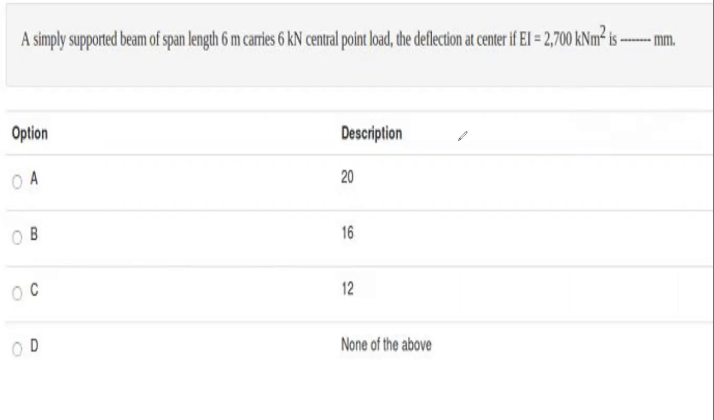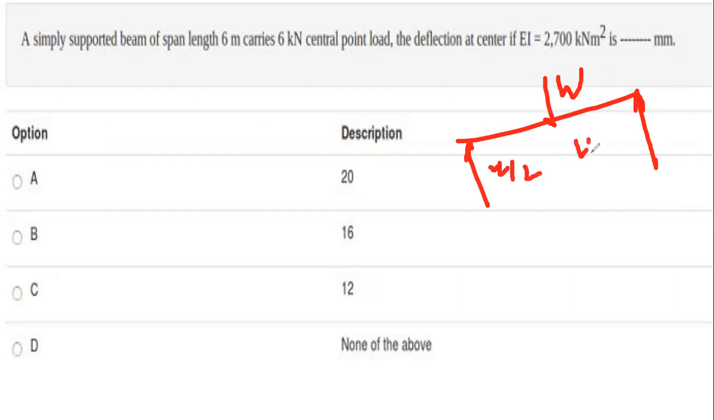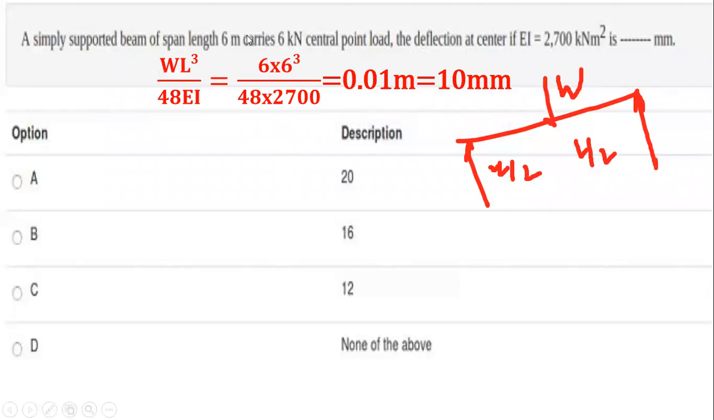So this is the standard loading condition for the deflection: a simply supported beam subjected to the central point load. So what formula we are having? WL cube by 48 EI. Now put the value of W, L, 48, and EI is already given.